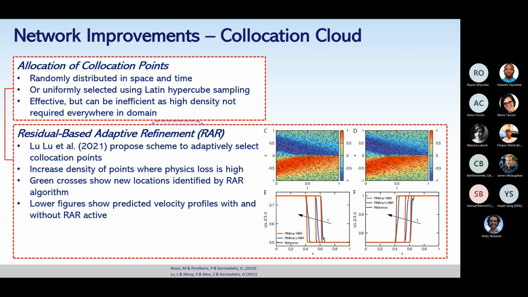This example here shows a solution of the Burgers equation, and these little green crosses across the shock region here are points that have been added to the collocation cloud. You can see from these plots at the bottom that the PINN with this scheme switched on approximates the shock much more effectively than when it's switched off. Effectively, you keep the same density across the whole domain, but it shifts points from regions where they're not required and moves them to regions where you have high physics residuals.